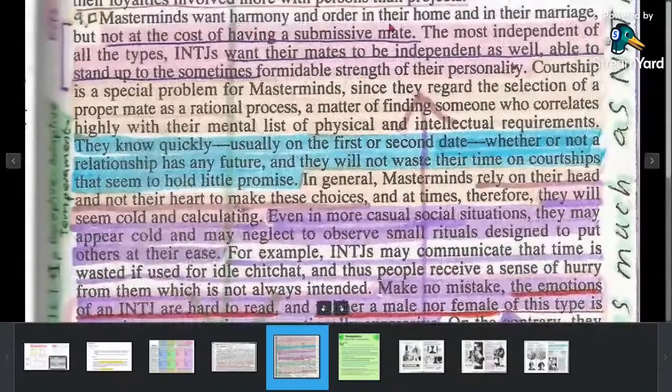Masterminds want harmony and order in the home, but not at the cost of having a submissive mate. They don't want a submissive mate. So that doesn't necessarily mean the opposite, an assertive mate, but from a socionic point of view, we might say that. So that's suggestible SE. The most independent of all the types, INTJ, wants their mates to be independent as well, able to stand up to the sometimes formidable strength of their personality. So that is consistent with the suggestible SE, with the INTJ being attracted towards ESFP.